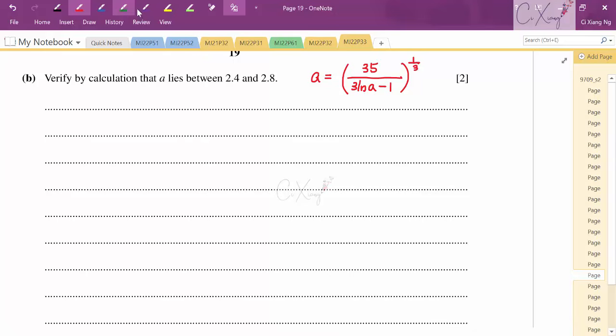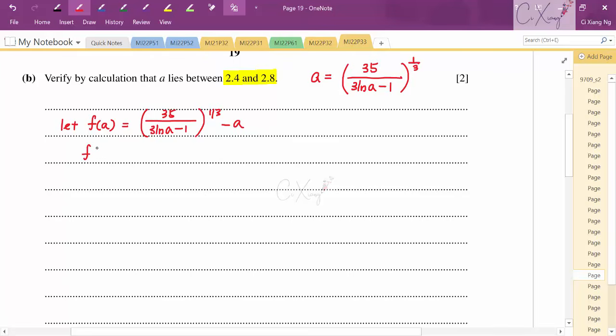Okay, so to verify by using the calculation that a lies between these two values, we have to let this equation become a function. So I'm having f(a) equals to 35 over 3 ln a minus 1, power 1 over 3, minus a. That means I bring in the a to the other side, become minus a. And now I try to substitute 2.4 into the function. Okay, so I'm having 3 ln 2.4 minus 1 power 1 over 3 minus 2.4.